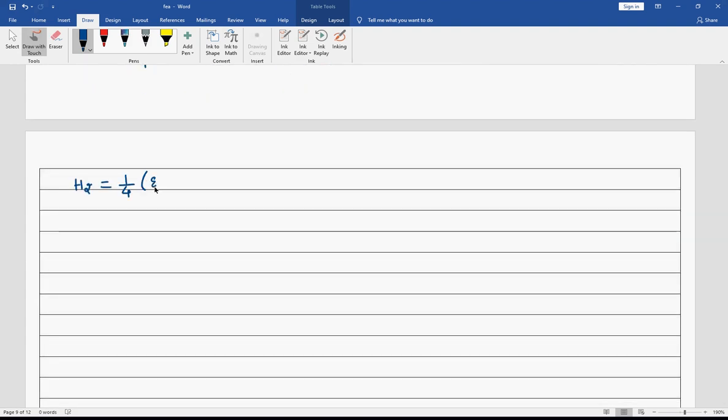1 by 4 xi cube minus xi square minus xi plus 1.